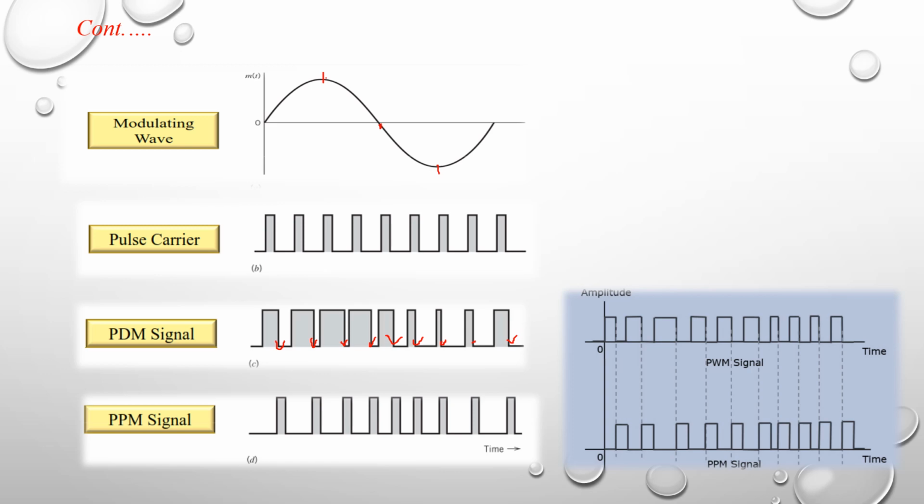So in the pulse position modulated signal, the position is varying, while the pulse width and the amplitude of the pulses are constant. In pulse width modulation, the width is varying according to the modulating signal.